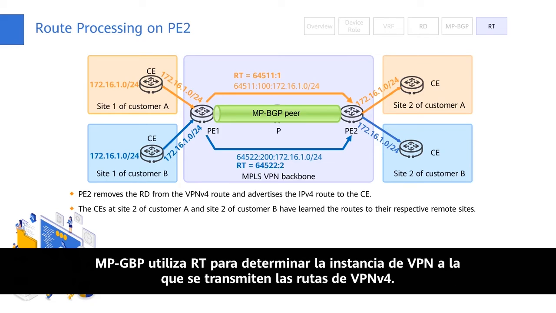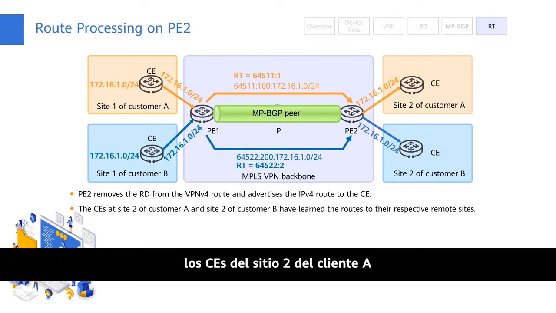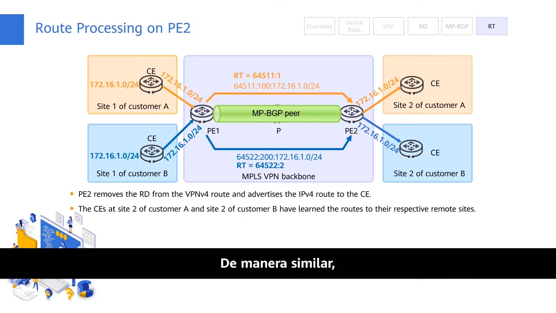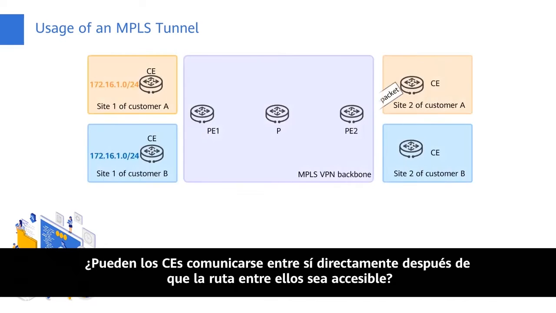MPBGP uses RTs to determine the VPN instance to which VPNv4 routes are transmitted. PE2 removes the RD from the received VPNv4 route and advertises the route to the corresponding CE based on the RT. In this way, the CEs of customer A's side 2 and customer B's side 2 can learn the routes to their respective remote sites. Similarly, the CEs of customer A's side 1 and customer B's side 1 can learn the routes to their remote sites. Can CEs communicate with each other directly after the routes between them are reachable?